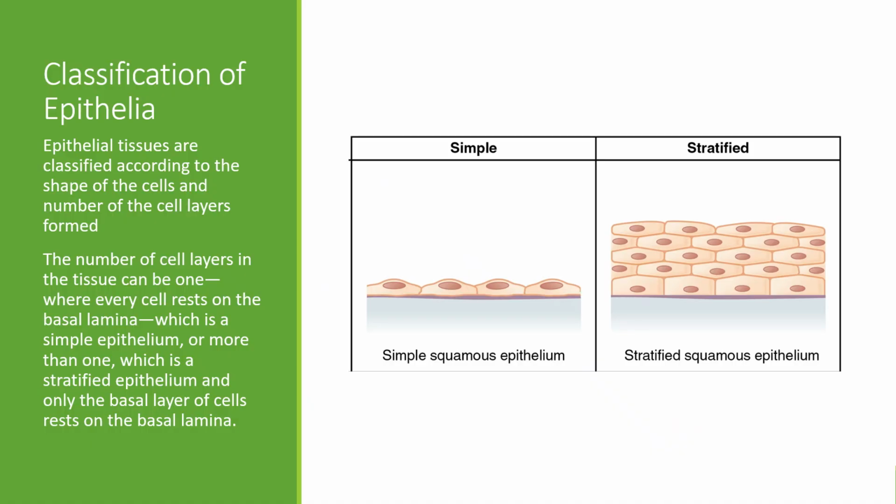When we classify our epithelia, it's pretty simple. It comes in two versions. The first thing that we look at is how many layers of cells you have. If you only have a single layer of cells, it's referred to as being simple. If you have more than one layer, it's referred to as being stratified. So that's the first thing that we look at with our epithelial tissue: how many layers of cells do we have.